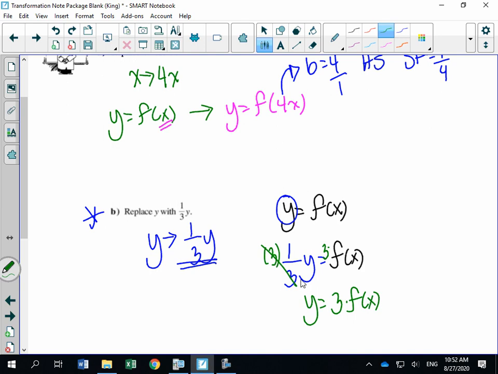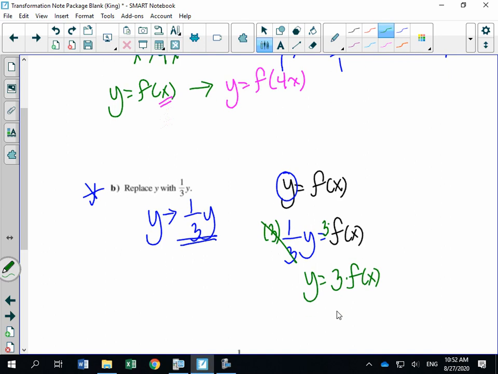Now, what I just gave you, with replacement notation, if we're replacing y, we're getting the a value. So when I replace y with 1/3 y, my a value is not 1/3. My a value, once I bring that 1/3 over to this side, by canceling out the 1/3 by doing the opposite, multiplying by 3, my a value is actually 3. That tells me it's a vertical stretch, and the stretch factor is equal to 3. Okay?